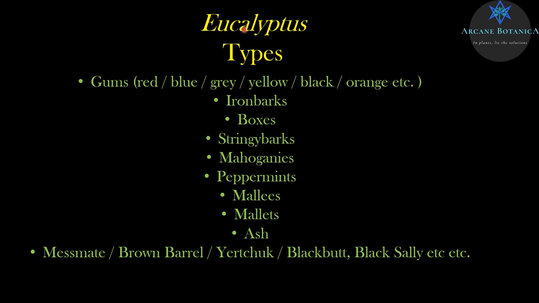Just remember, when you get into eucalyptus, we're looking at 700 to 900, 950, some people will say 1,000 species.